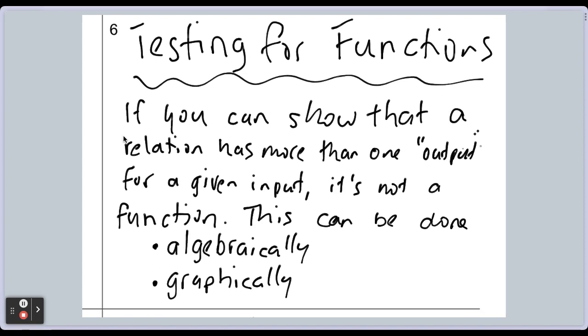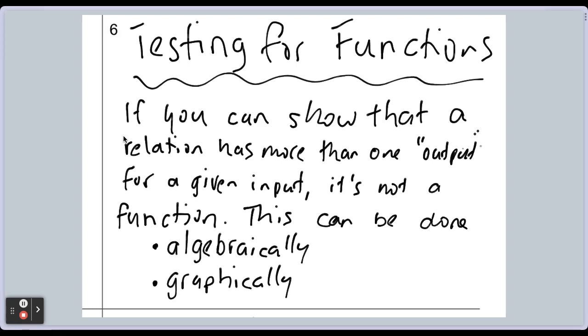So, really quickly, how can we tell if a relation is in fact a function? If you can show that a relation has more than one output for a given input, it's not a function. This can be done algebraically and graphically. So quickly pop that down.